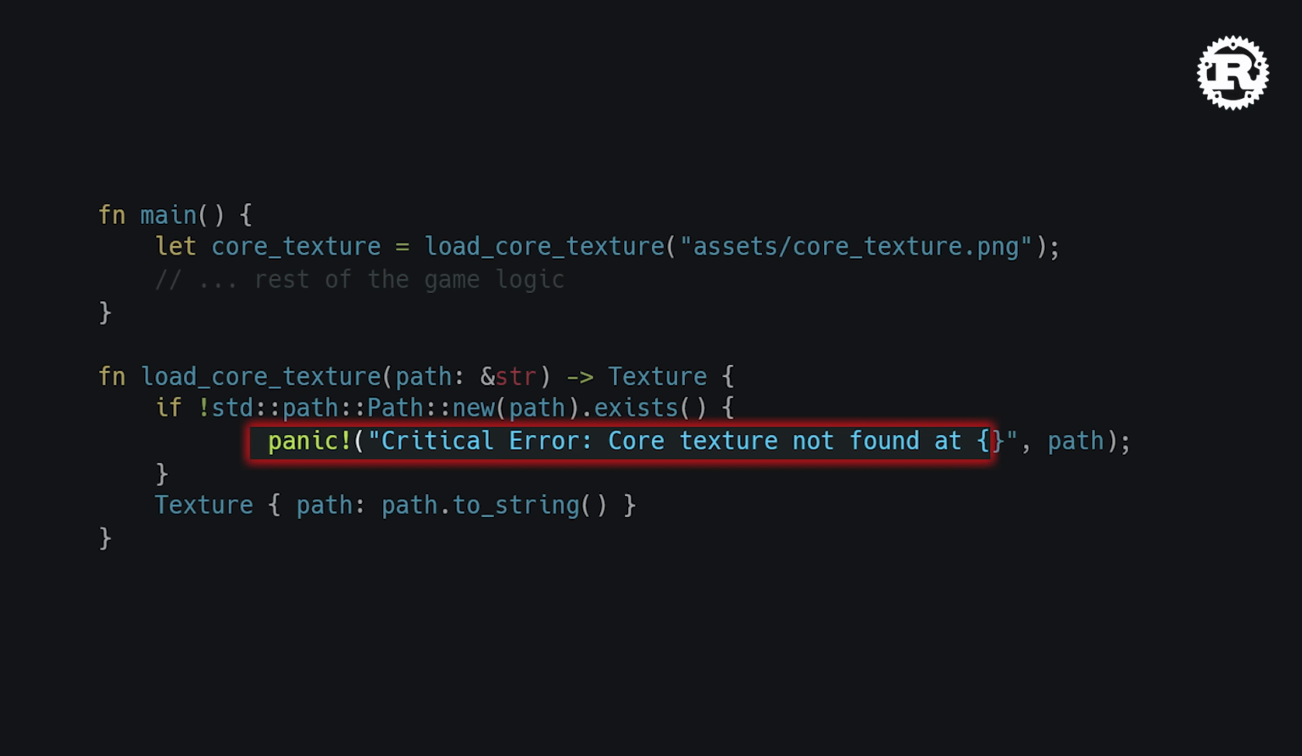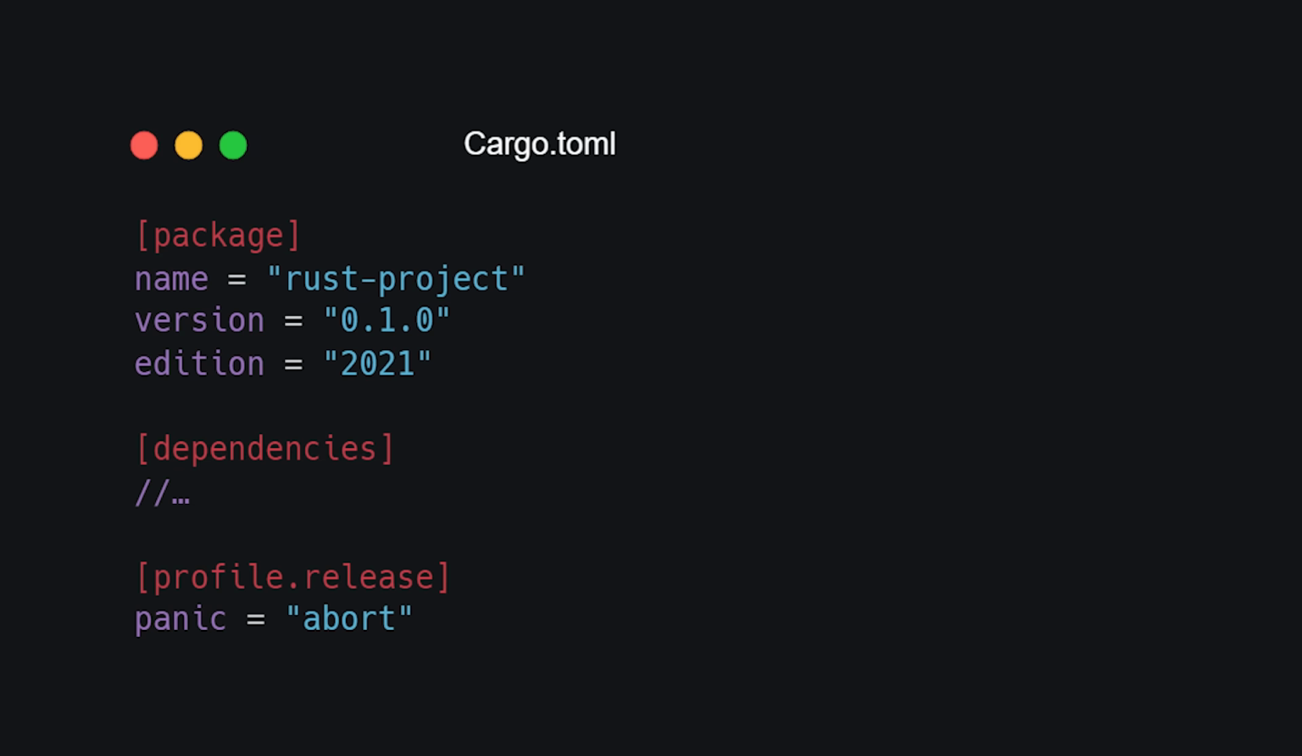The alternative to unwinding is aborting, which means terminating the program as soon as a panic is encountered. Although this is simpler and more performant, it could lead to resources not being properly cleaned up. In Rust, you can configure whether you want your program to unwind or abort when a panic occurs.